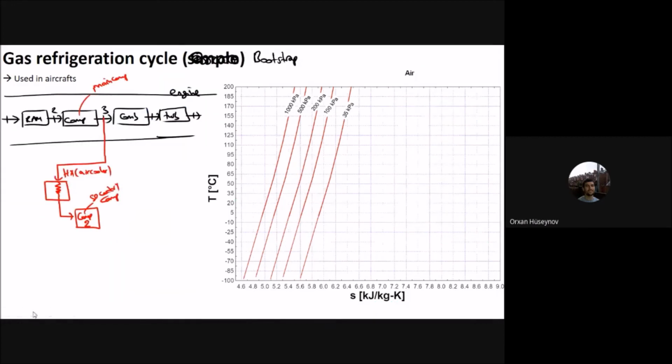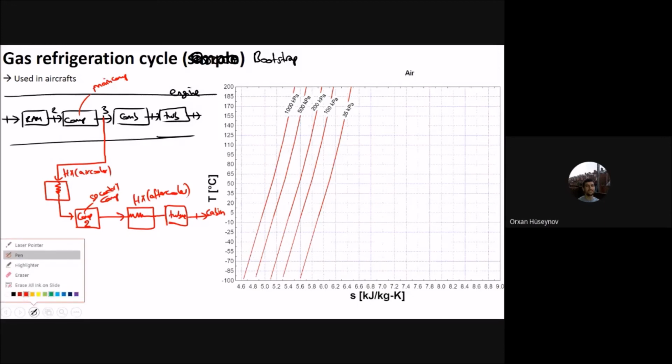Then from compressor 2, I will have one more heat exchanger, heat exchanger again, and this is called the aftercooler. Then it goes in that direction, then the turbine, and then it goes to the cabin. Here I have 2 heat exchangers, and here it is hot, then it drops to a colder value, then it is again cold, then it goes hot, then from that one it becomes cold again.